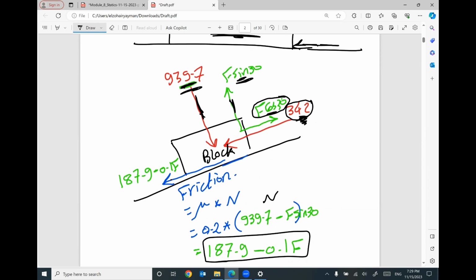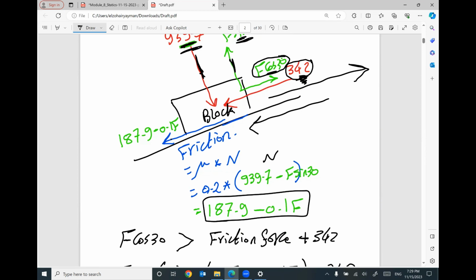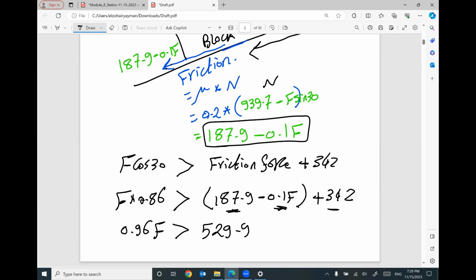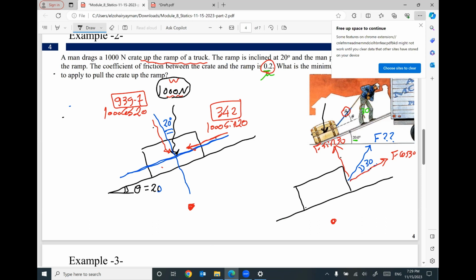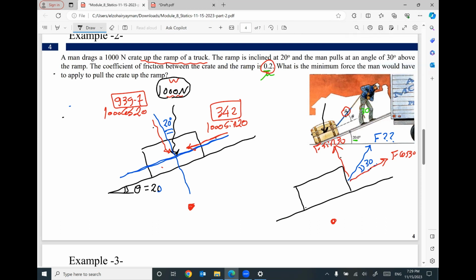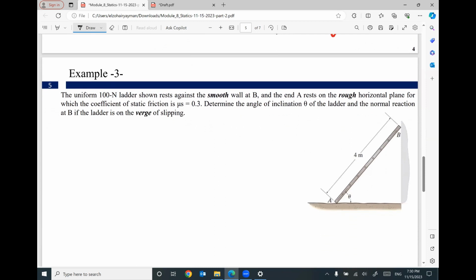To make sure this block is moving up, any force coming in this direction must be greater than any force coming in the opposite direction. So F cosine 30 must be greater than the friction force and the component of the weight, 342. I set up my equation. I found that F must be greater than 551.9 Newton. This is the minimum force that must be applied by this man to succeed to drag this crate up the ramp of the truck. Anybody has any questions so far? Do you have any questions so far?